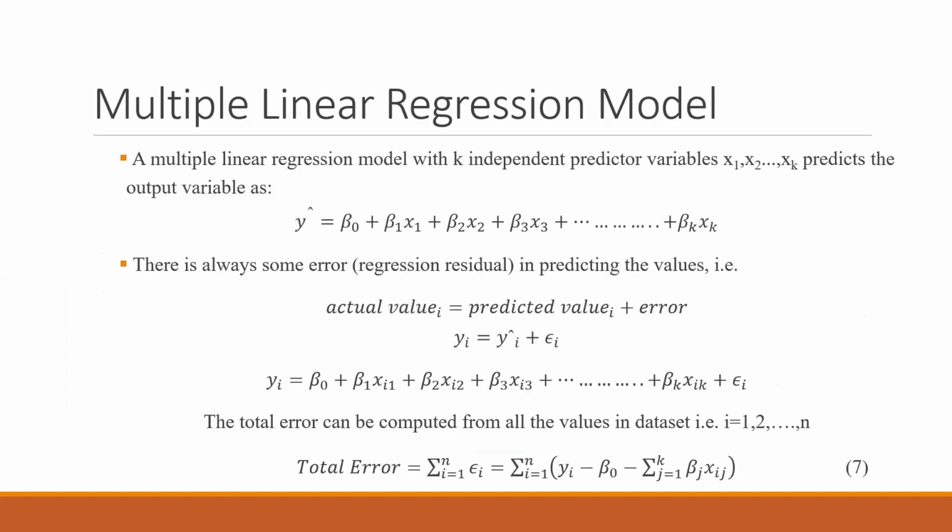The technique is the same. The only thing that has been added here is that earlier you were working with y hat equal to beta naught plus beta 1 x1, but now you have beta 2 x2, beta 3 x3, up to beta k xk. You have multiple variables, up to xk predictor variables. The technique is the same. You will have to find the error, and the total error will be the same equation, but now with more variables.